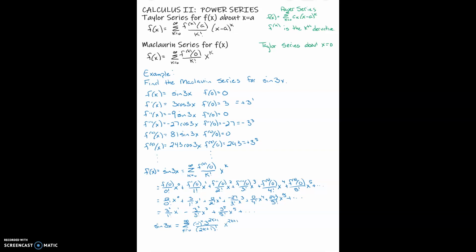Now, yes, you could combine these. I'm going to go ahead and keep this separate so I can see what the coefficients look like, but you could definitely combine some things if you wanted to in this case. But there we go. There is the Maclaurin series for sine of 3x.